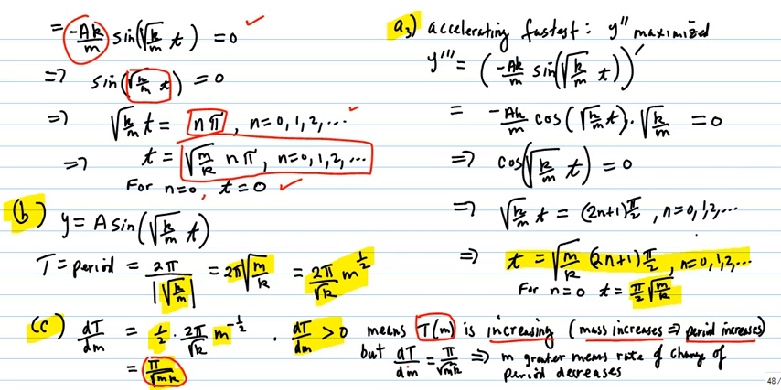But also notice that the derivative of the period with respect to the mass is pi over square root of mk. So that means as m increases and gets greater, yes, the period does increase, but the rate of change of the period decreases. It gets less because m is in the denominator, which means that if you increase the mass, you are going to go up with your period, but you're going to go up by less and less as your mass increases.